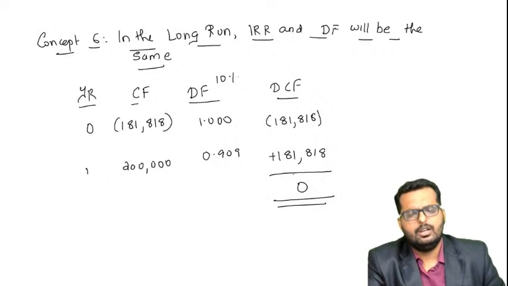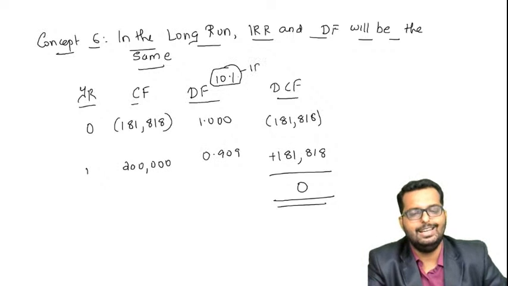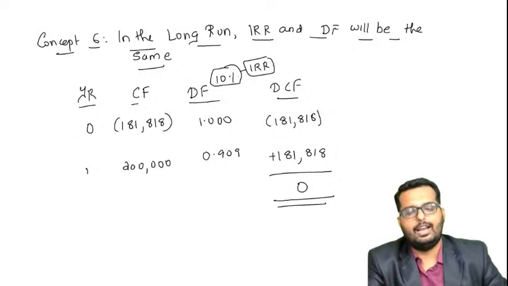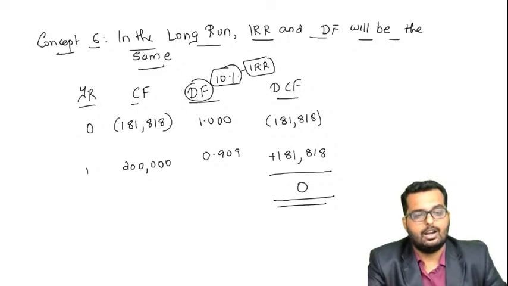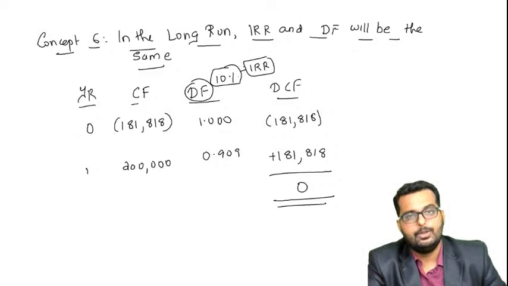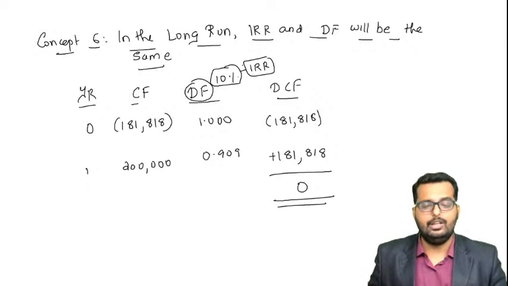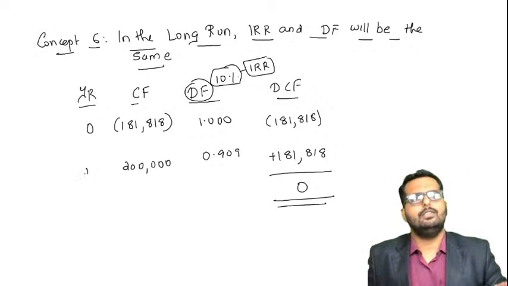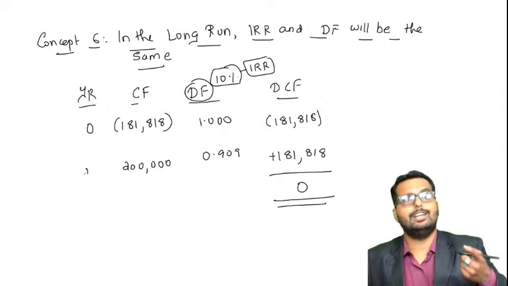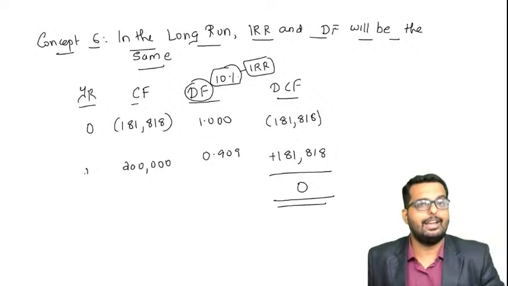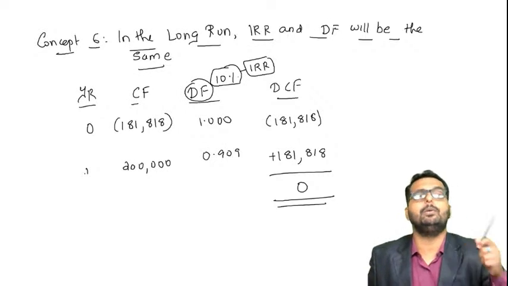Have you not learned that the rate at which NPV becomes 0 is called as the IRR? So can I say in this example, discount factor is 10%, IRR is also 10%. Friends, the moral of the story is very important and very easy. What happens is, Vetri was expecting 10%. Because he was expecting 10%, the price came down to 1,81,000. Because the price came down to 1,81,000, NPV became 0.